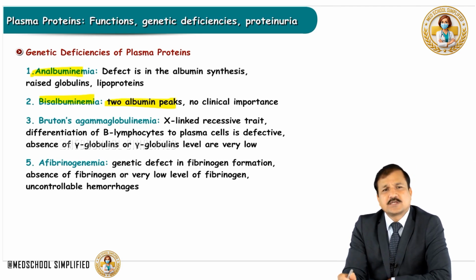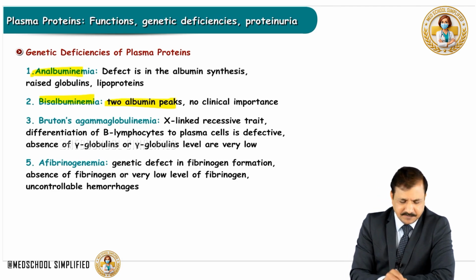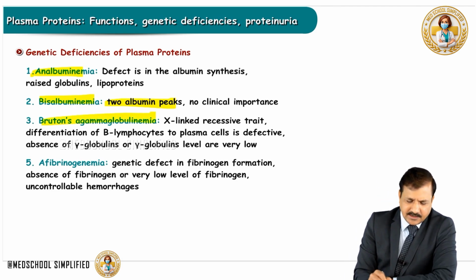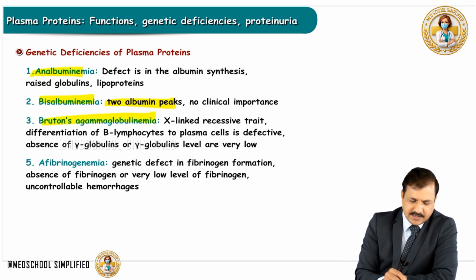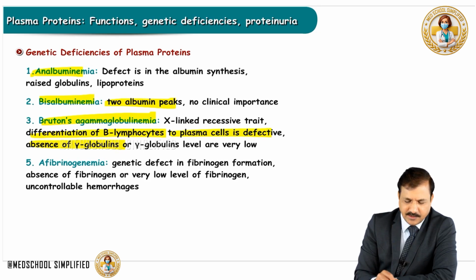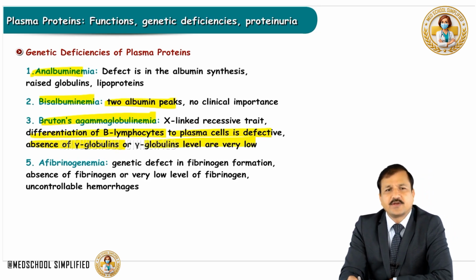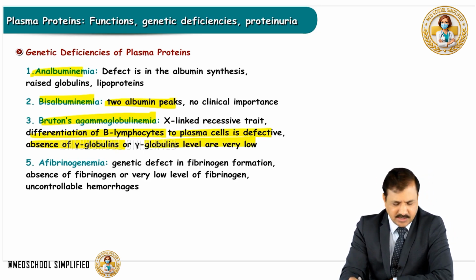Coming to Bruton's agammaglobulinemia. It is an X-linked recessive trait where the differentiation of B lymphocytes to plasma cells is defective, leading to absence of gamma globulins, or gamma globulins are very low in this particular disorder.